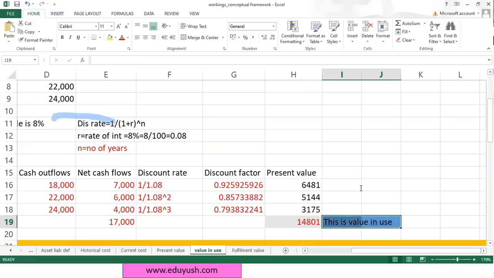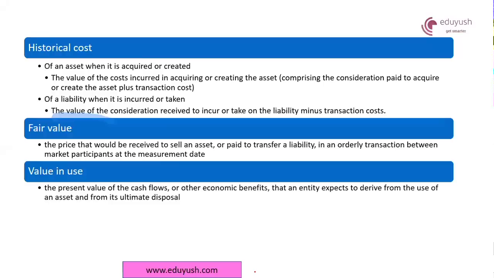Yes. Okay. So value in use is the present value of the cash flows or other economic benefits an entity expects to derive from the use of an asset and from its ultimate disposal. So from the continued use of your asset right up to disposal, all your cash flows will be considered, and you will take their present value to get the value in use. Okay.